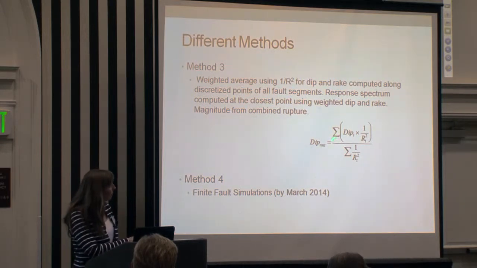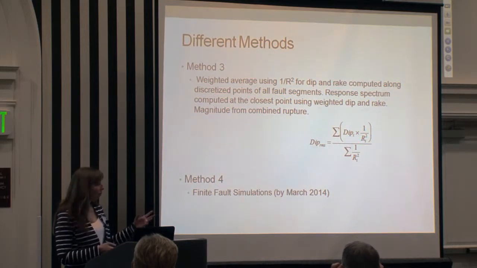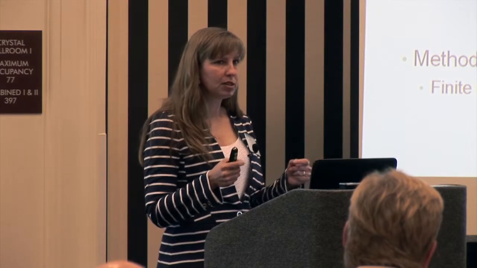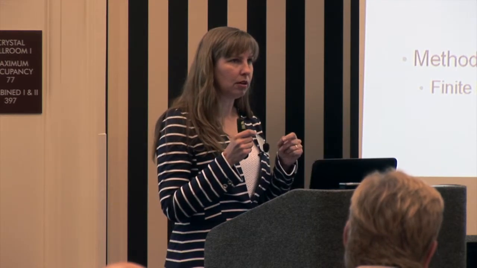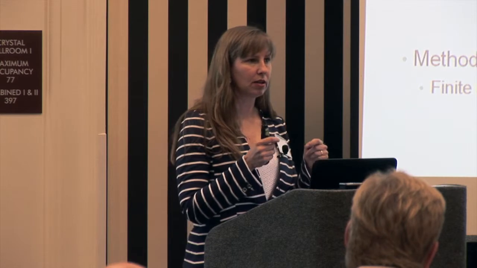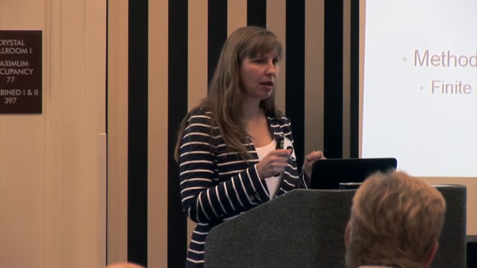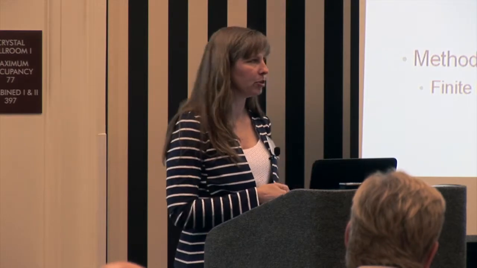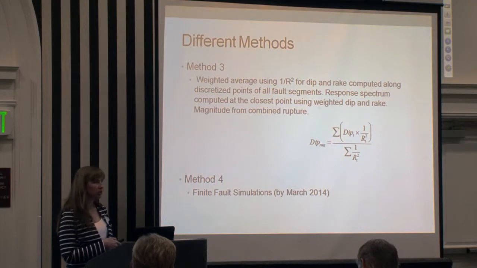So we have one dip multiplied by 1 over the R squared, over the sum of the 1 over R squared. What this means is that even though you might have a very long fault, the closest proximity is going to give the higher average, and it's going to be weighted closer on that one segment as opposed to something that's very far away from your site. The fourth method is going to be the finite fault simulations, and those are going to be available for the March 2014 workshop.